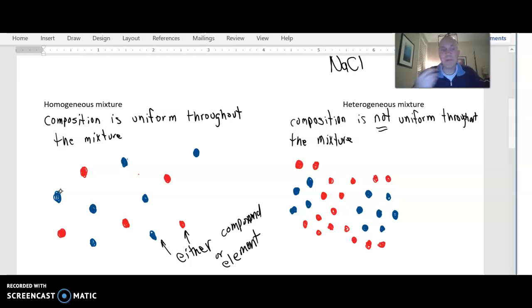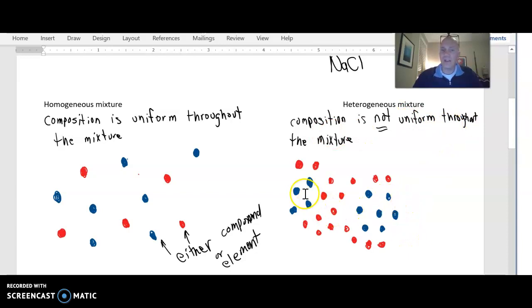All right, so I'm not intending to imply that this is a pure element right here, and this is another pure element. This could be a water molecule, for example. But the main thing is that notice that throughout this right here, it's the same all throughout. If I circle this little area right here, you're going to have about the same number of red and blue dots as you do over here. A heterogeneous mixture is one where that composition is not uniform throughout.